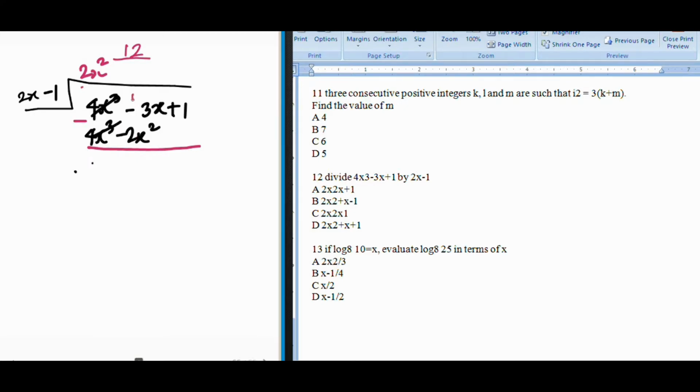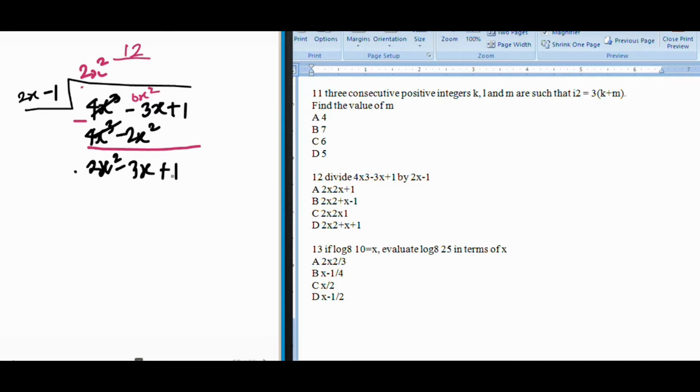Which means in that case, we are going to subtract. We are going to take minus 2x squared from 0, which means 0 minus minus 2x squared. That minus automatically changes to plus. Then you now have 2x squared. Now there is no term containing x to bring down, so you bring it down the way it is, which is minus 3x, then plus 1.